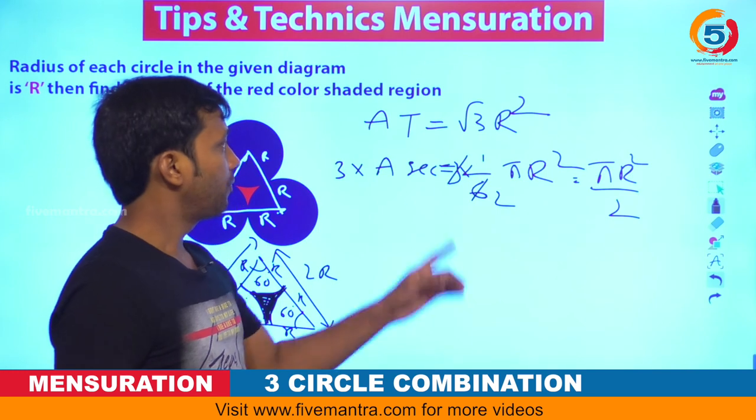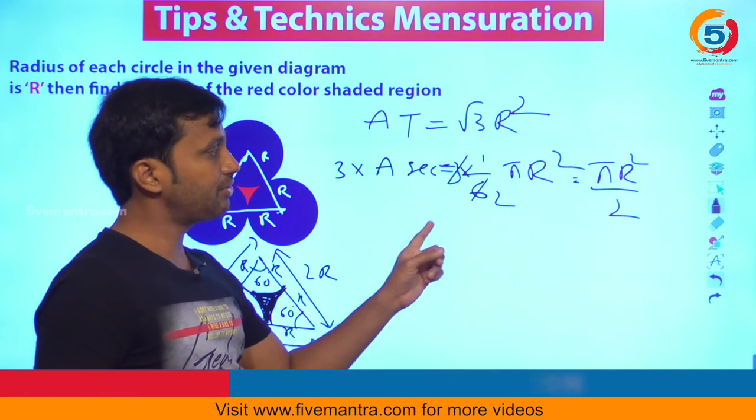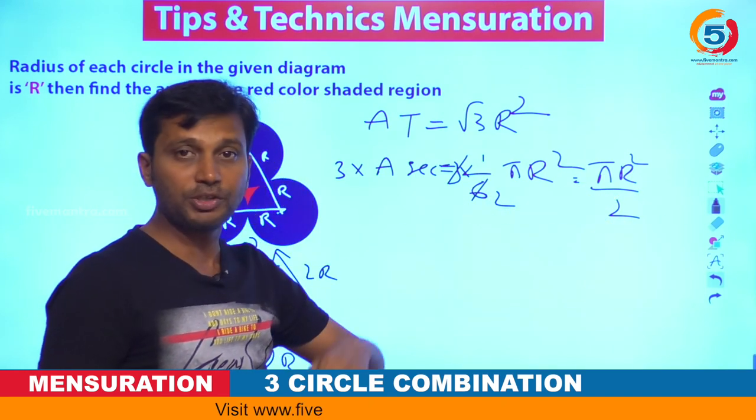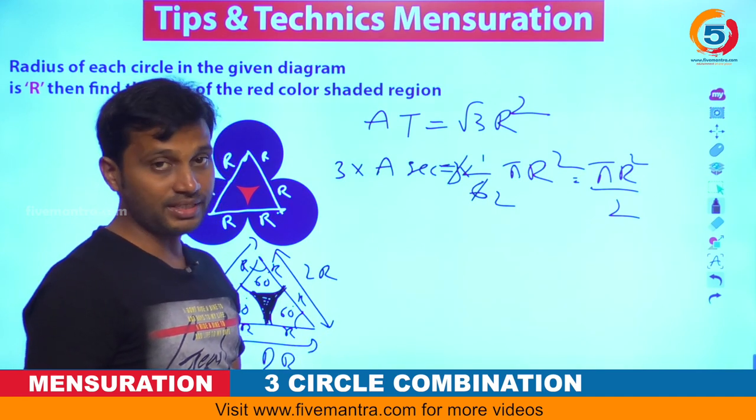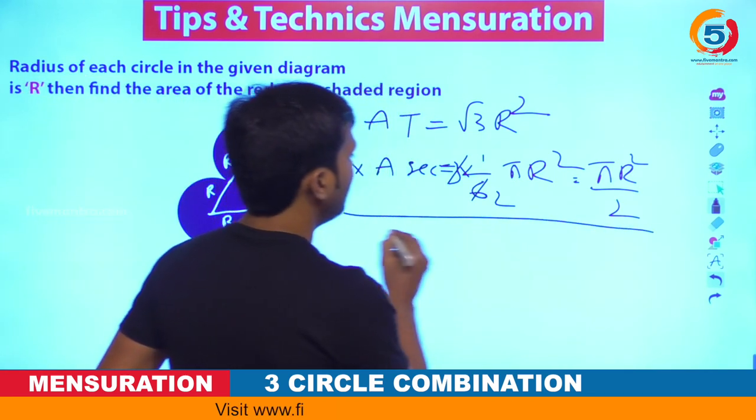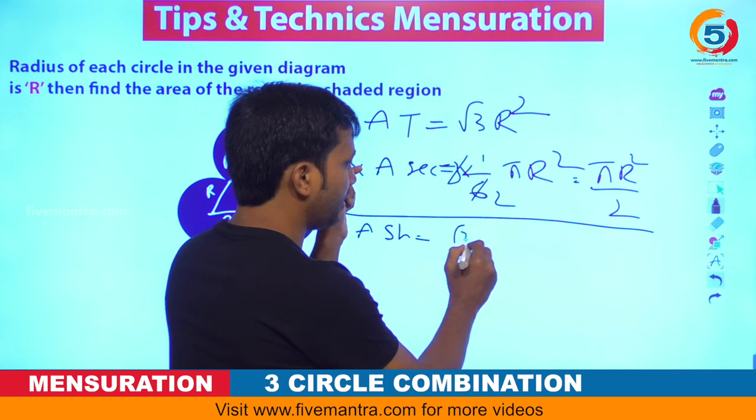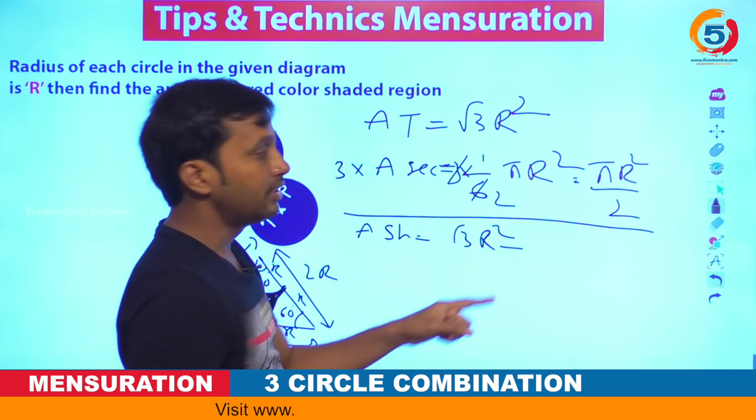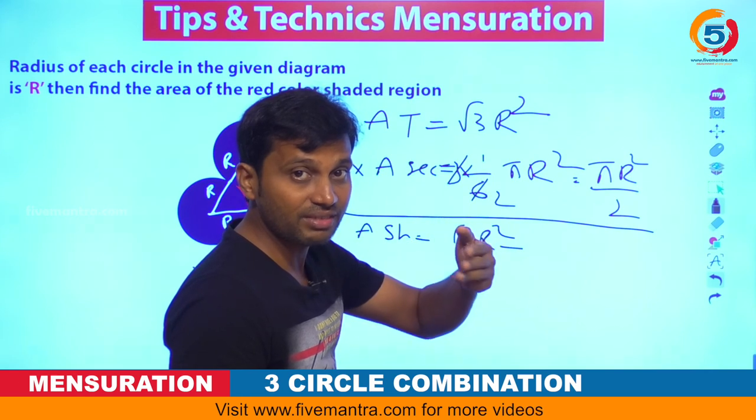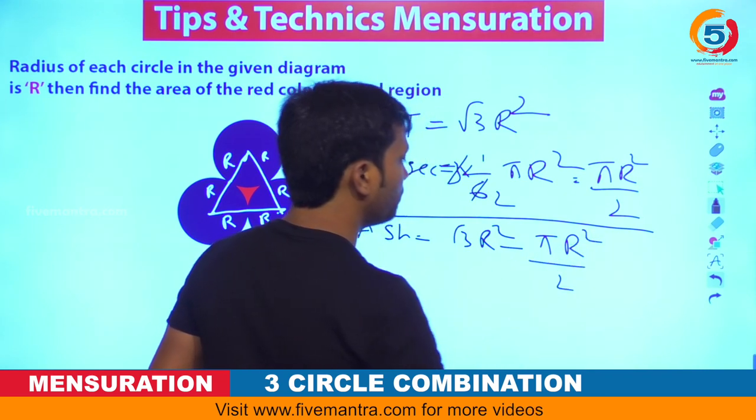Once again I am telling you. First, the area of the triangle is root 3 r square. The area of each sector is pi r square by 6, and 3 times that, the sum of the areas of all the sectors, is pi r square by 2. Now to get the shaded area, we have to subtract the 3 sectors from the triangle. So the area of the shade is root 3 r square minus pi r square by 2, which is nothing but the area of the 3 sectors.